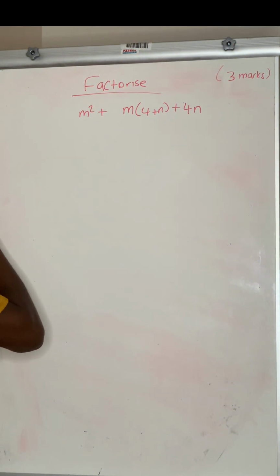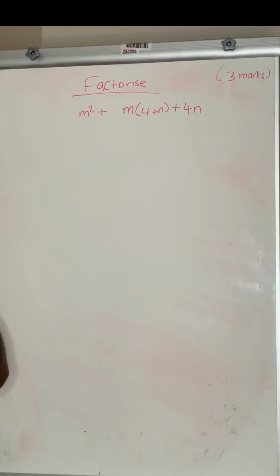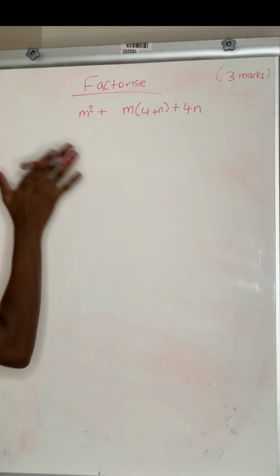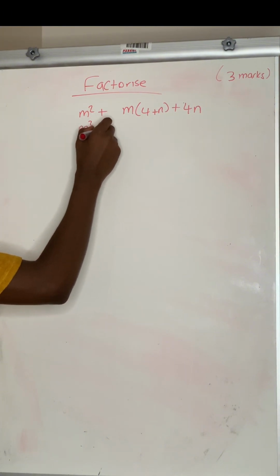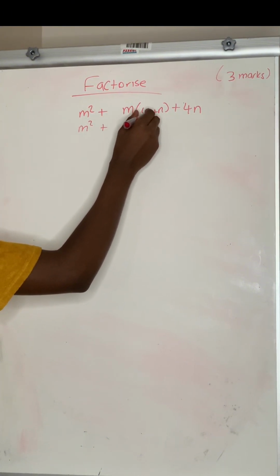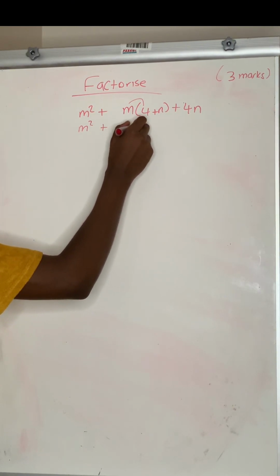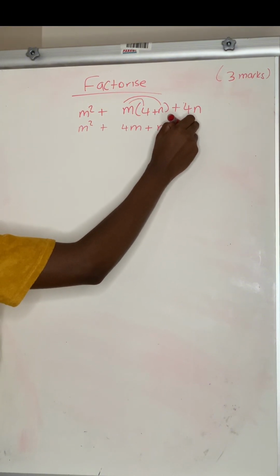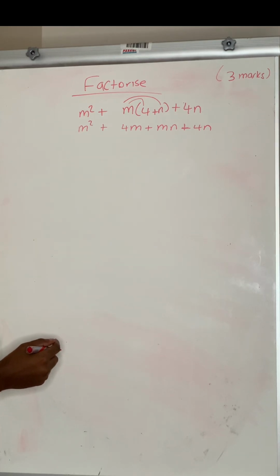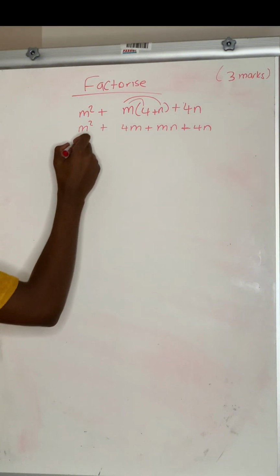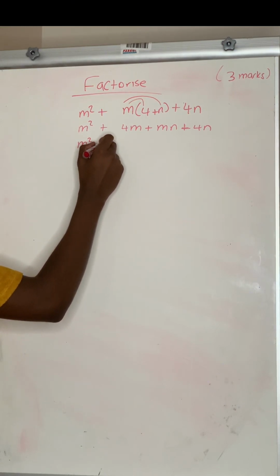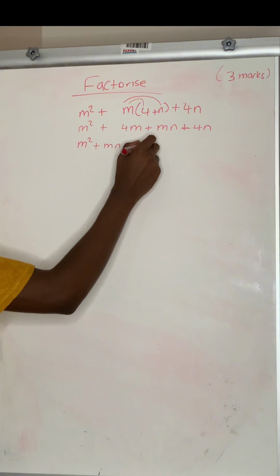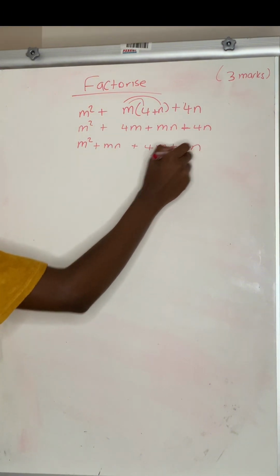m squared plus m into 4 plus n plus 4n. Looks complicated, but let's try to make things easy. So m squared plus, let's multiply this out, m times 4, that is 4m, and then m times n, that is positive mn, and then plus 4n, okay? And then from here we're going to use a method which we call factorizing by grouping, okay? So it's going to be m squared plus mn plus 4m plus 4n, okay?